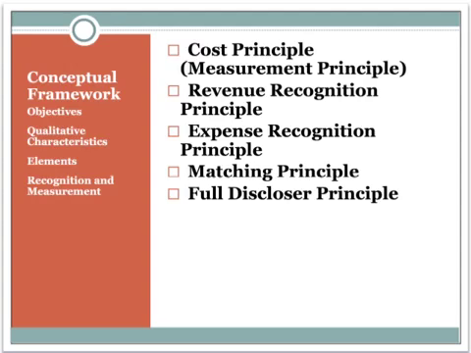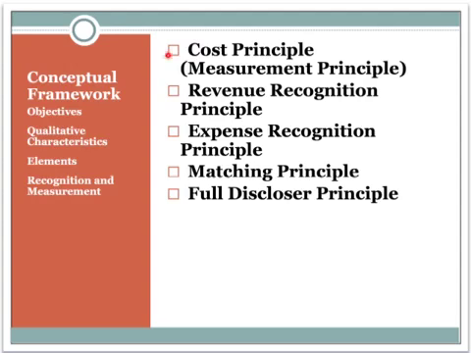Objectives: to provide information useful to investors, creditors, and others. Qualitative characteristics: to require information that is relevant, reliable, and comparable. Elements: to define items that financial statements can contain. Recognition and measurement: to set criteria that an item must meet for it to be recognized as an element and how to meet that measurement.